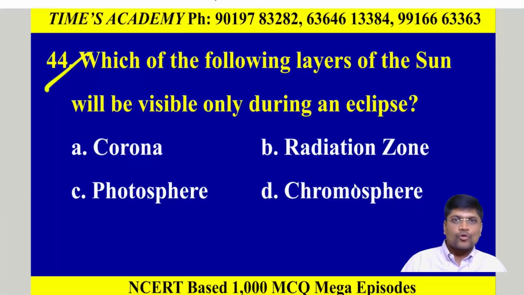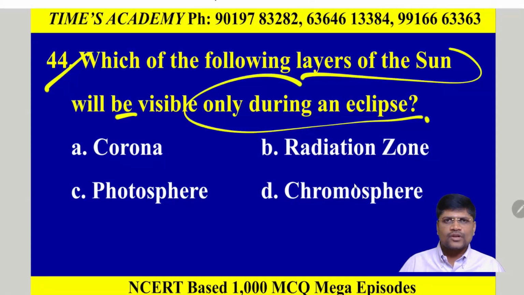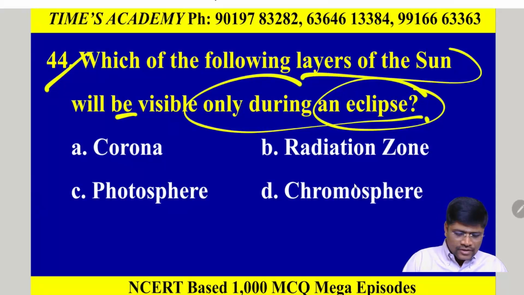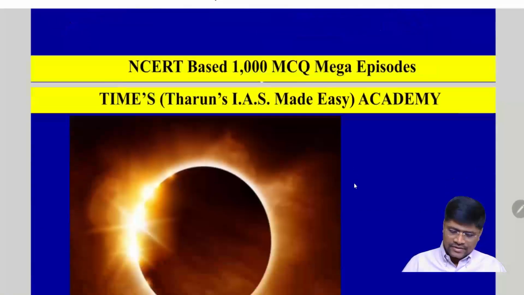Question number 44. Which of the following layers of the sun will be visible only during an eclipse? We know solar eclipse and lunar eclipse. During a solar eclipse, which of the following layers of the sun will be visible? Option A says corona, option B radiation zone, option C photosphere, and D chromosphere. Let's see the explanation.